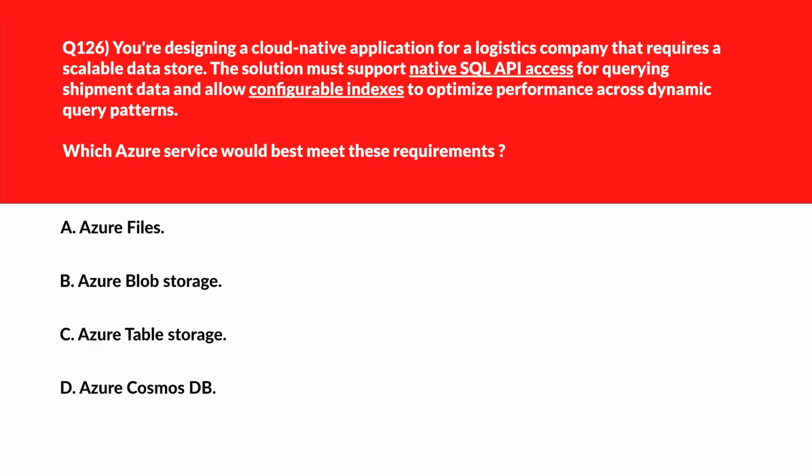Alright, let's look at this question. This is all about configurable indexes. Option A says Azure Files. Azure Files is suited for network based file access and doesn't support structured querying or index customization. Incorrect. We'll move to B.